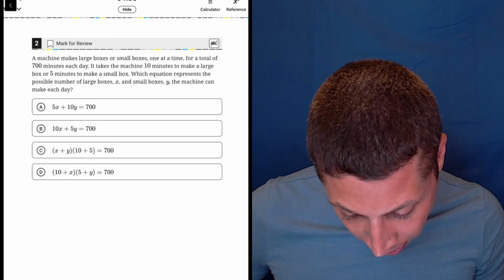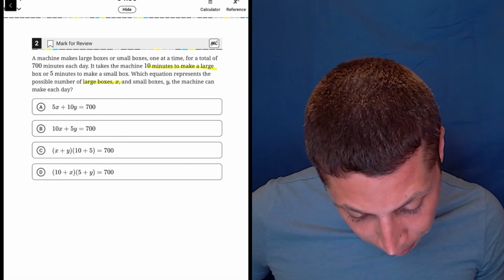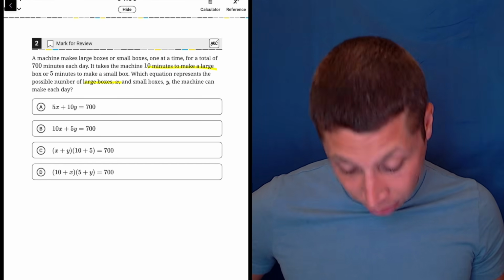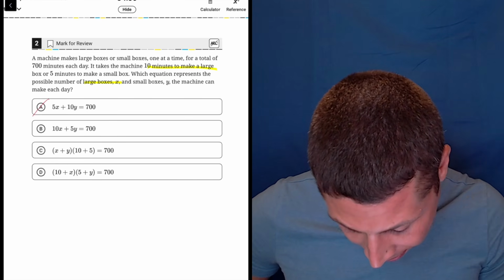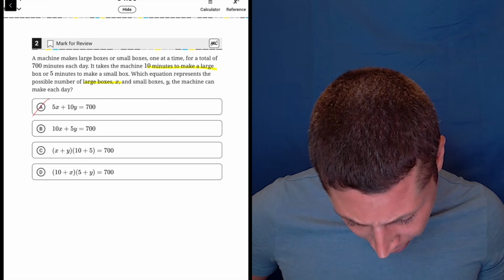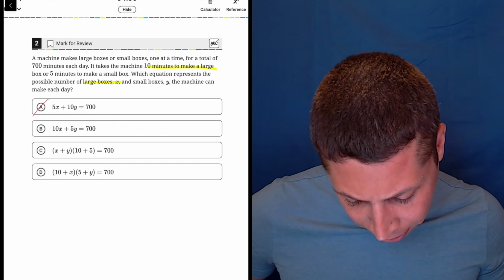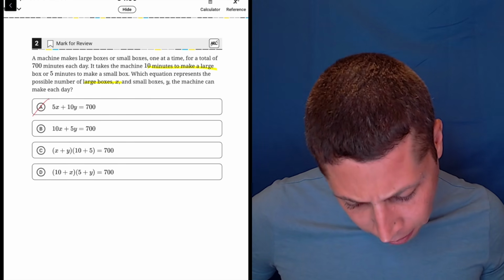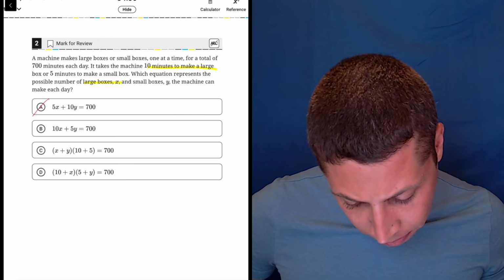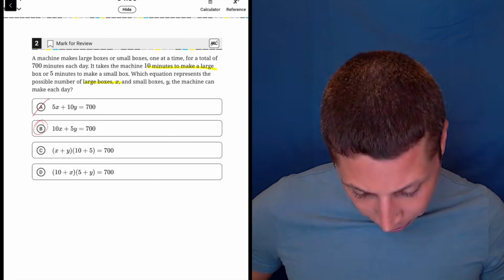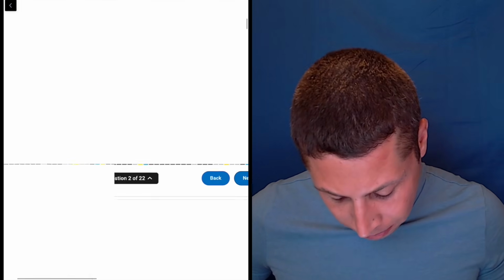So large boxes is X, and so 10 minutes per large box. So the 10 is a rate that has to go with the X, so that's going to happen in B. So that means A is not right. That's got the wrong values. Okay, why would we do factoring here or multiplying? What the heck is going on there? Total of 700 minutes, so 10 minutes per box. Yeah, should just be B. This is a basic linear equation. Okay, nothing crazy here. All right. I don't know why they got C and D. That makes no sense.